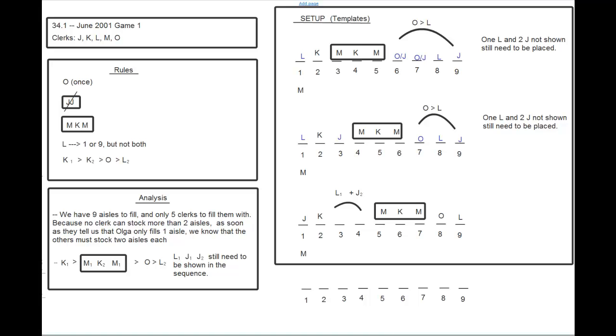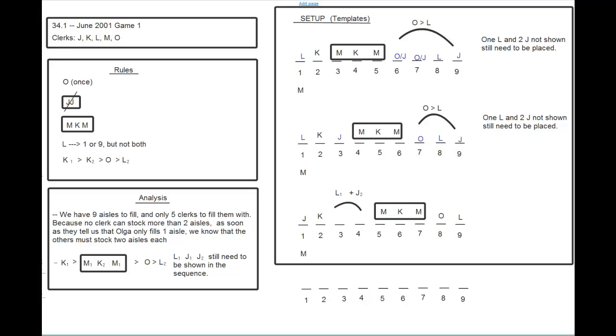D says Jill stocks only even numbered aisles. Again, that comes from the same exact fact which we just said out loud for the first time, which was that J is definitely going to have to be in aisle 9 as long as we're keeping L as far apart as possible. So it can't be true that Jill stocks only even numbered aisles. 9 is not an even number.